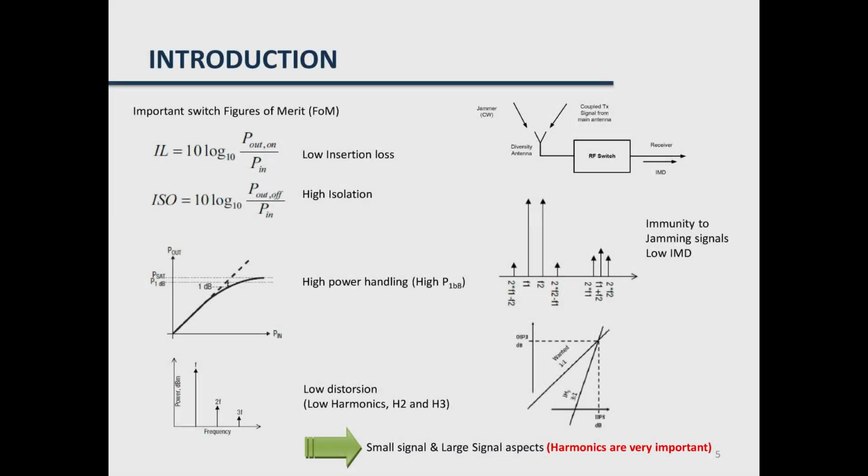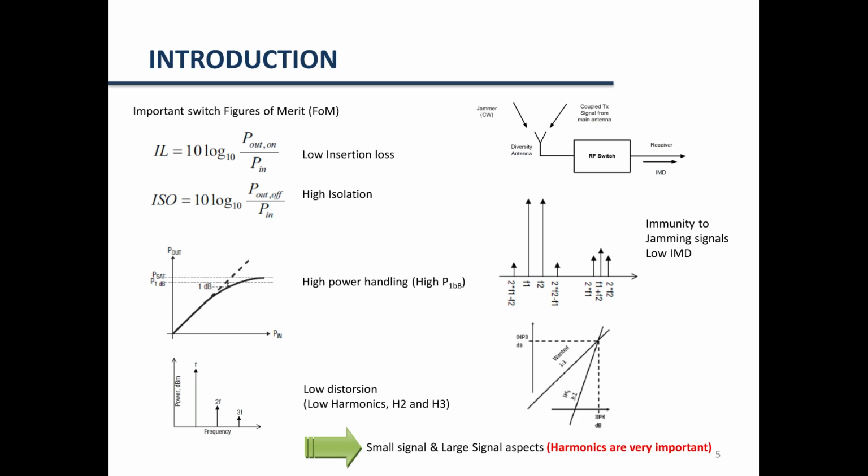These are the important figures of merit for RF switches. First, we have figures of merit based on small signal, like insertion loss and isolation. But also large signal figures of merit are important. For instance, for high power handling, it is required to have a high P1 dB. Also, the switch must introduce low distortion, so low harmonic content is required.